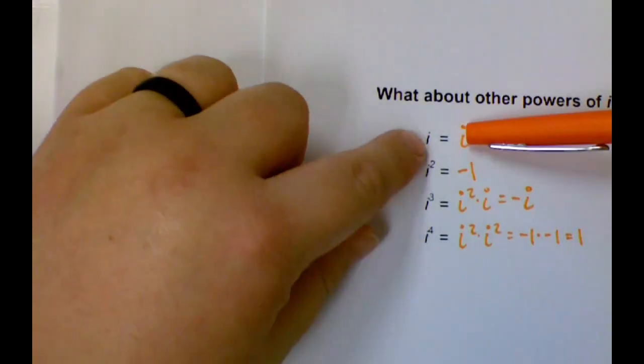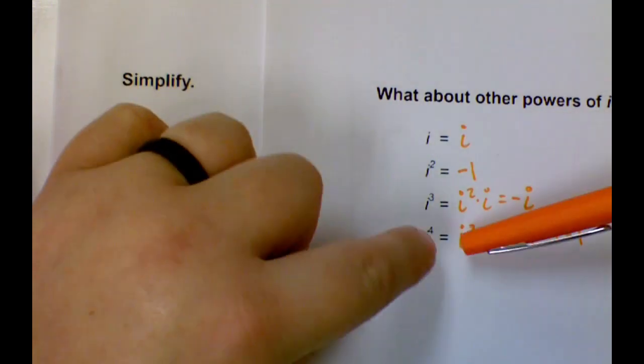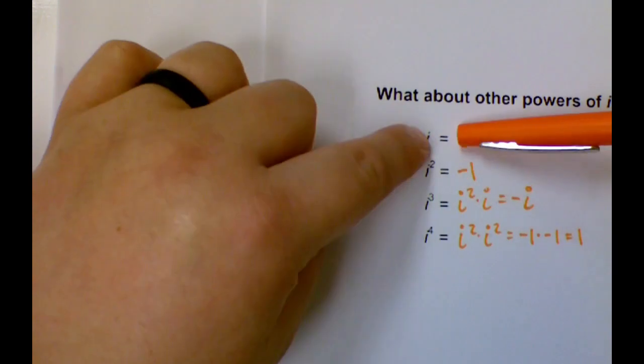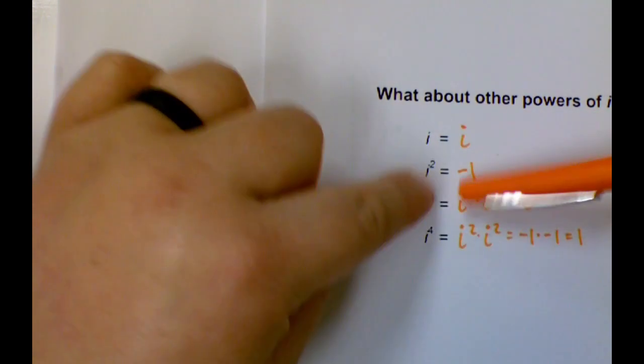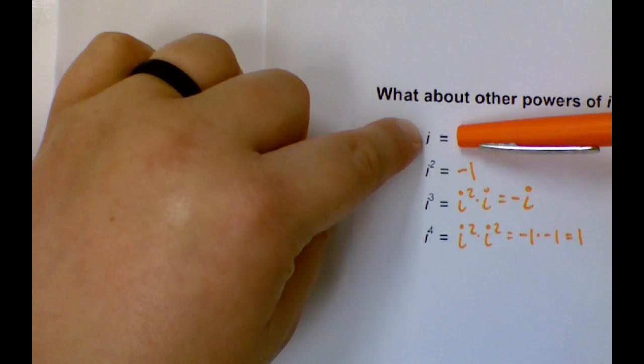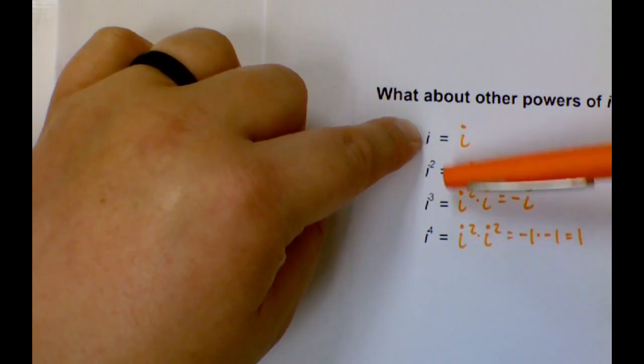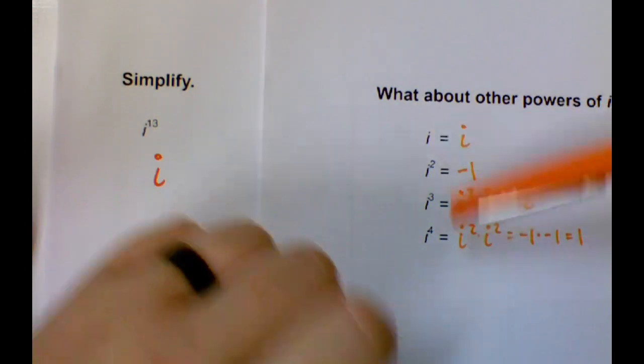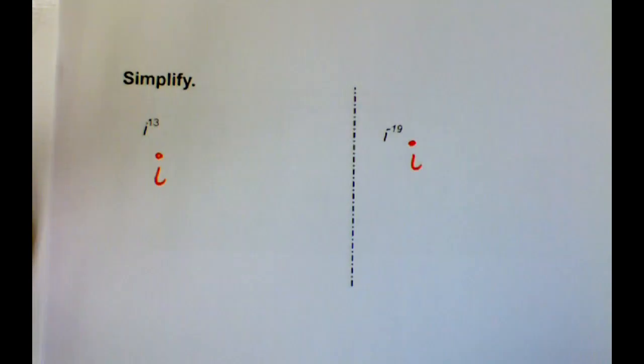For a negative 19th power, I have to get a little creative. So when I go backwards, this is i to the 1st power, which means this is i to the 0 power, negative 1, negative 2, negative 3, negative 4, negative 5, negative 6, negative 7, negative 8, 9, 10, 11, negative 12, 13, 14, 15, negative 16, 17, 18, negative 19th power is the same as just i. I can always just count that out.